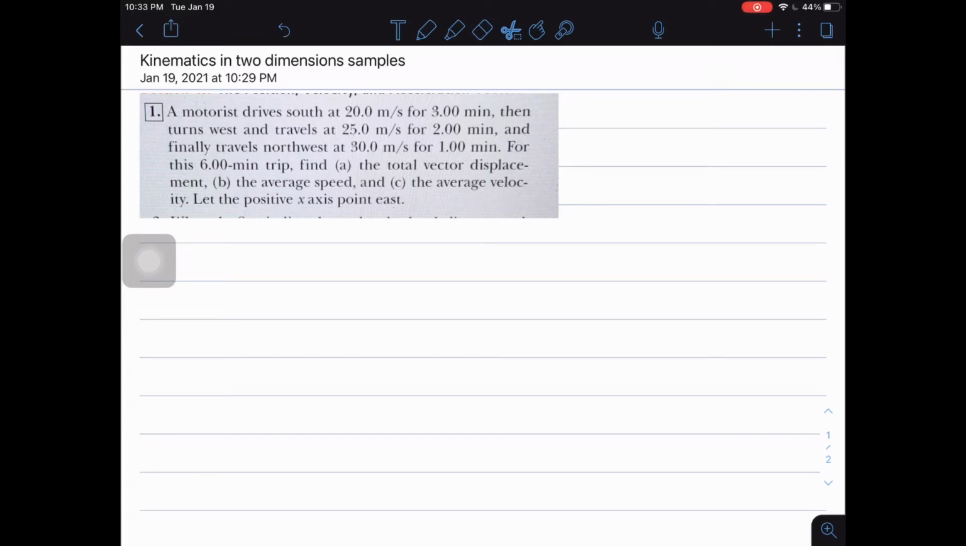A motorist drives south at 20 meters per second for 3 minutes, then turns west and travels at 25 meters per second for 2 minutes, and finally travels northwest at 3 meters per second for 1 minute. For this 6-minute trip, calculate the total vector displacement, the average speed, and the average velocity. Let the positive x-axis point east.